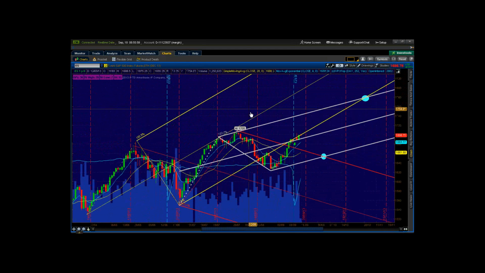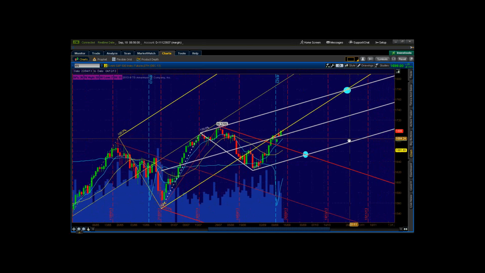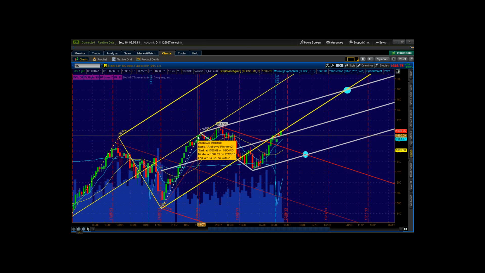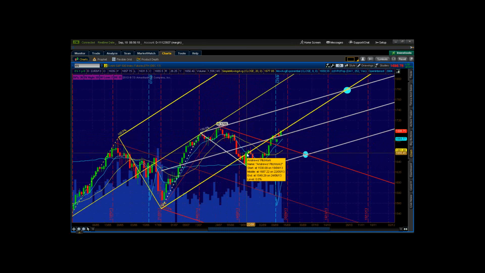intact. If we go over to the geometric chart, these are the forks that I've been following, the Andrews pitchfork. This is the long-term fork that we've been watching for quite some time now. We came up to the center line. We failed to get above the center line, came all the way back down, tested the lower line of the upward sloping fork, broke out of that.